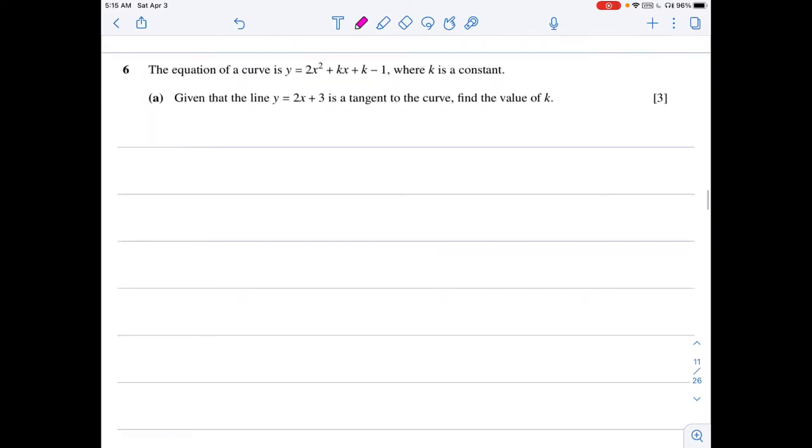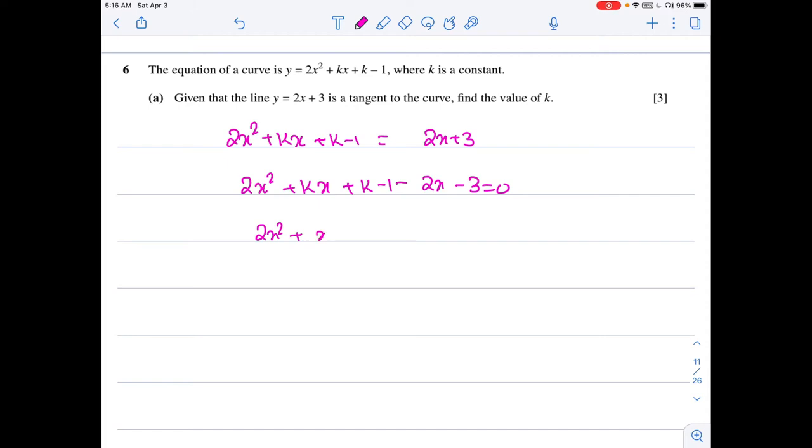Part 6, or sixth question. The equation is given of the curve and given that the line is a tangent. So we have to do the simultaneous equations. Both are equal to y. So equate 2x squared plus kx plus k minus 1 is equal to 2x plus 3. So what does that become? Get all the terms on one side. 2x squared plus kx plus k minus 1 minus 2x minus 3 is equal to 0. So 2x squared plus x common, it becomes (k minus 2) plus (k minus 4) is equal to 0.